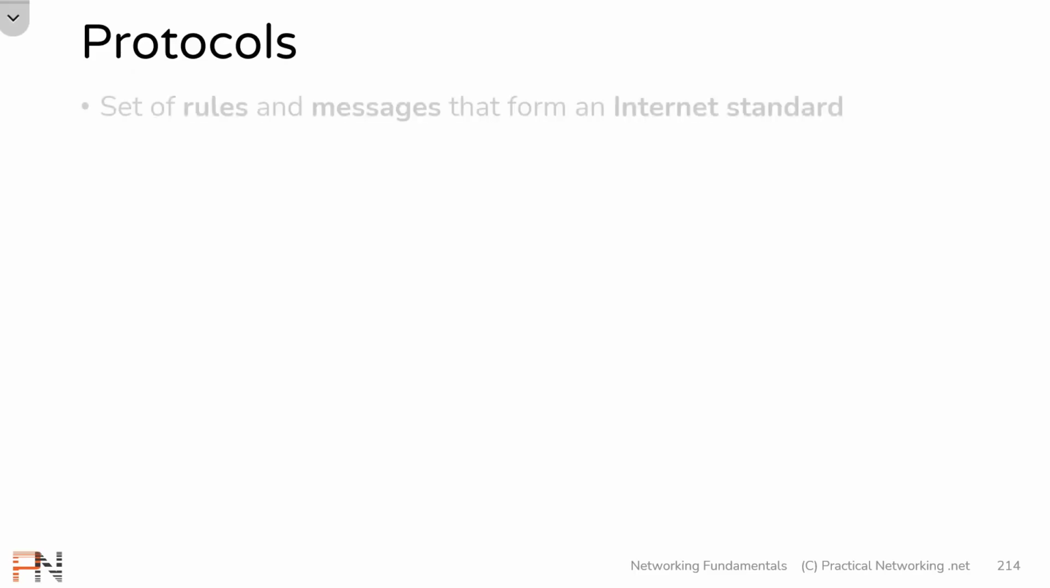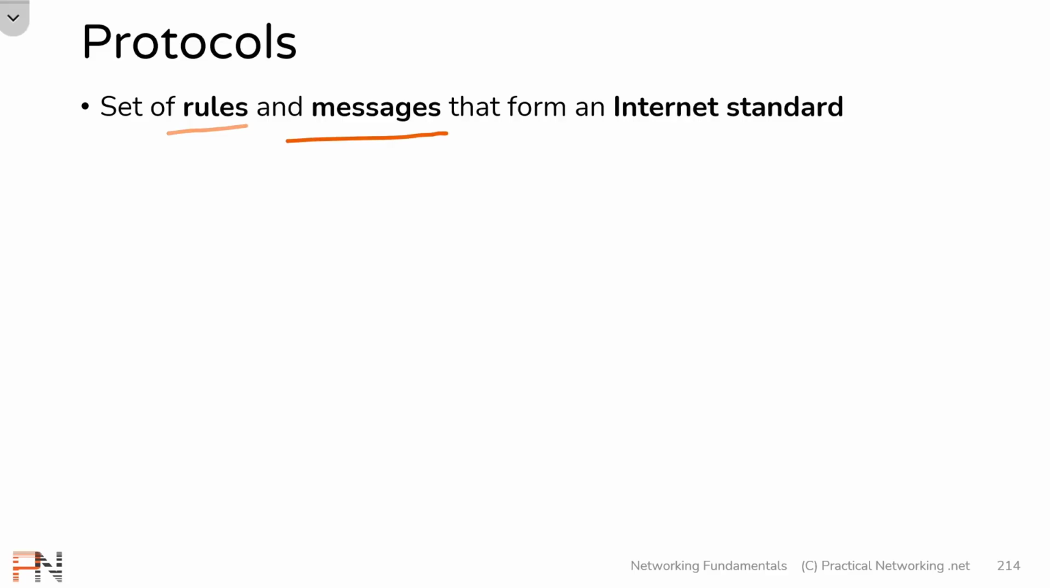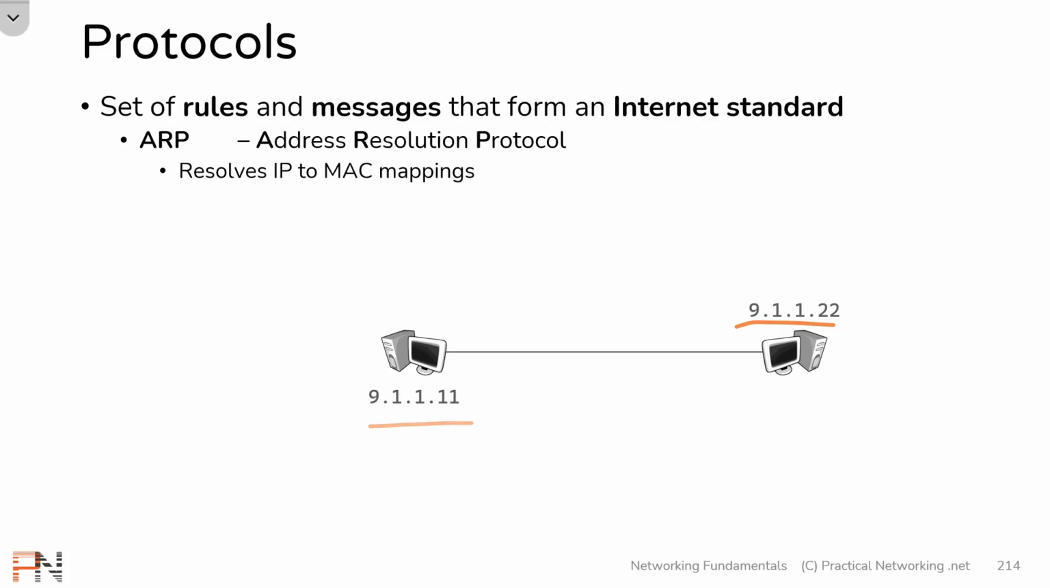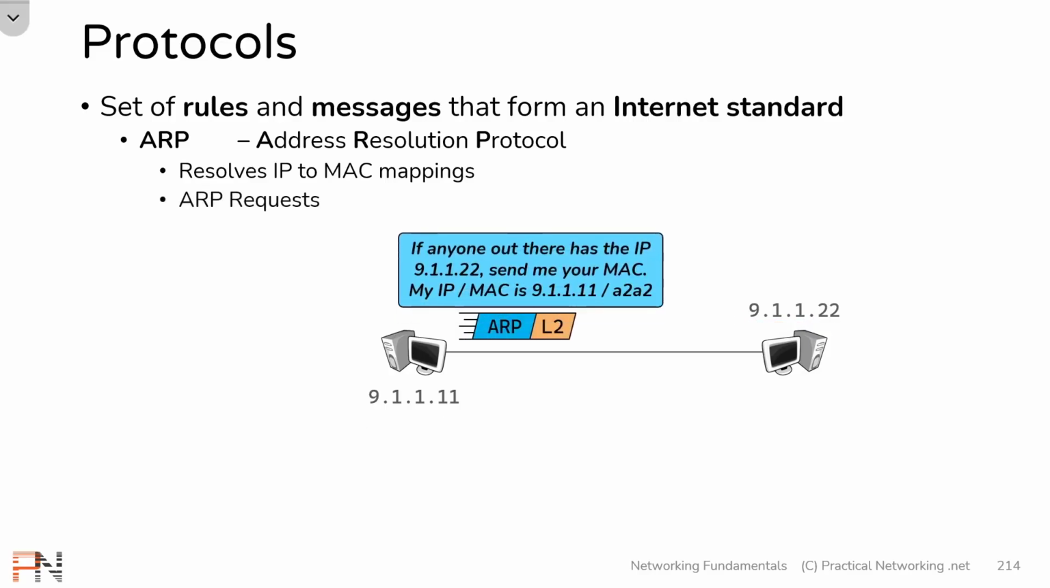A protocol is simply a set of rules and messages that form an internet standard. For example, we've discussed the Address Resolution Protocol, or ARP, in this course. We've told you that ARP resolves IP to MAC mappings. This allows two hosts to discover each other's MAC address if all they know is their IP address. They do this by sending out an ARP request, and the receiving host sends an ARP response.